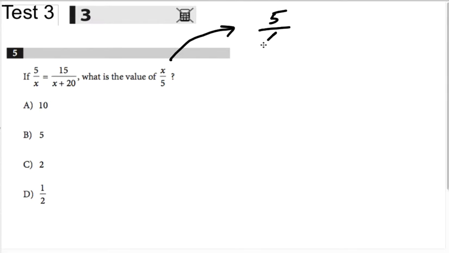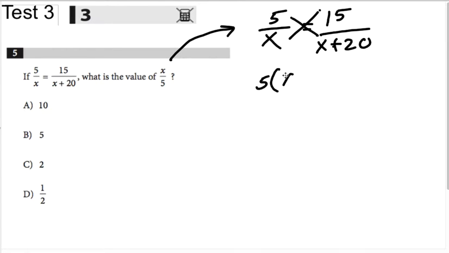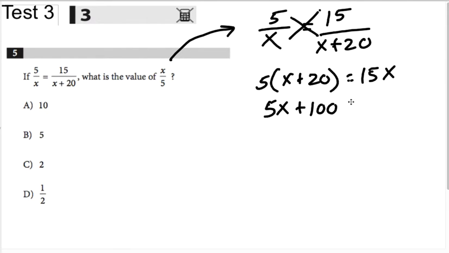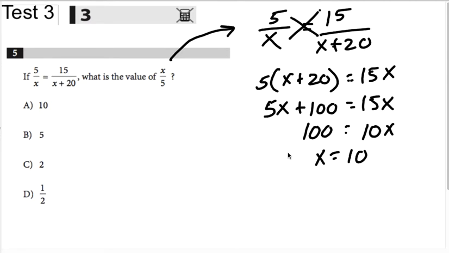I would probably use cross multiplication to solve this proportion. So I would say, hey, if a fraction equals another fraction, I can cross multiply. So 5 times the quantity x plus 20 equals 15x. 5x plus 100 equals 15x. 100 equals 10x, so x is 10, right? And then you could double check that that's true if you plug in, but then we didn't want x, right?